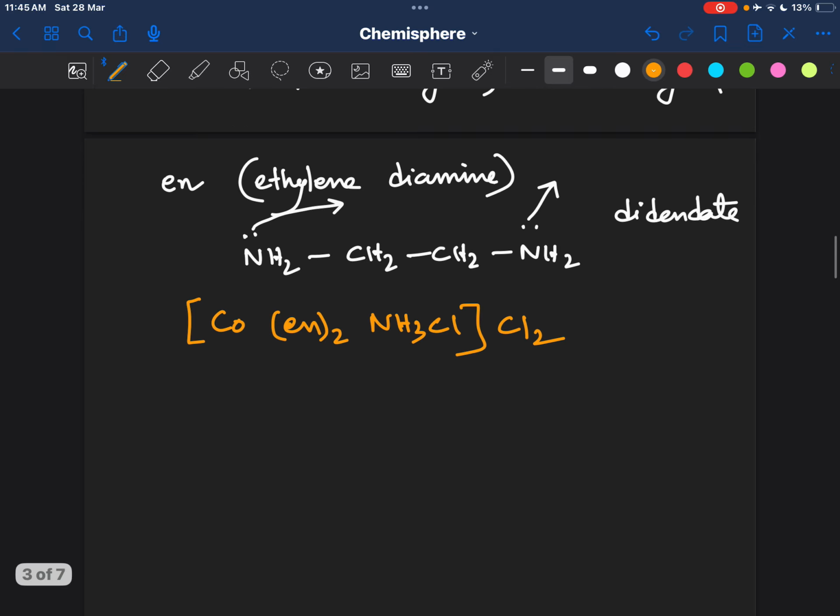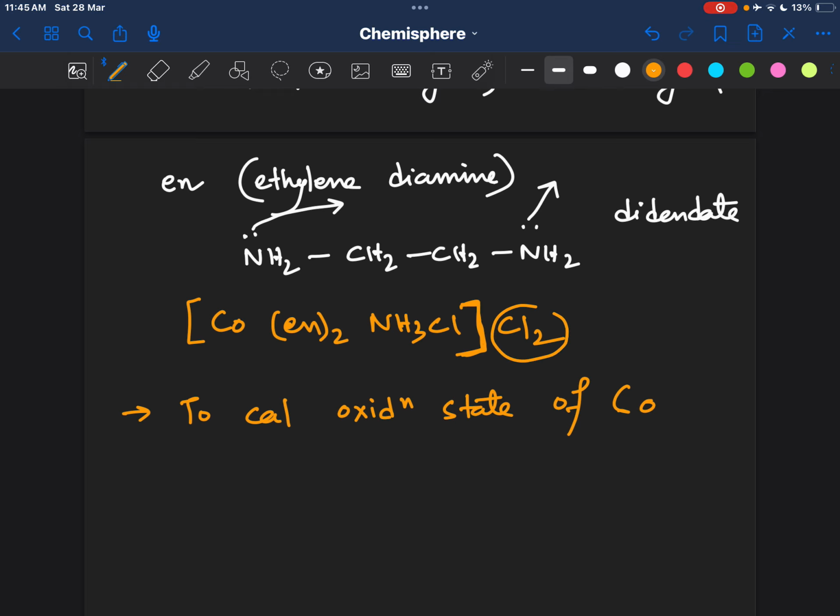Okay, so our next step is to calculate the oxidation state of cobalt. For that we need to know the charge of the complex ion, right? So the charge of 2Cl is -2. We know coordination compounds are neutral, so the charge of this complex ion must be +2.